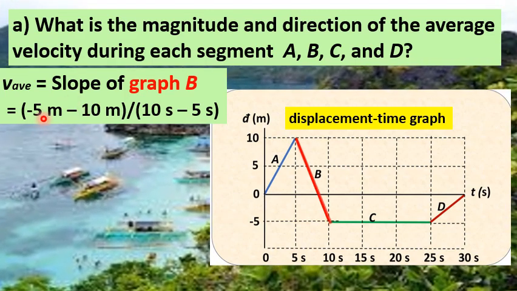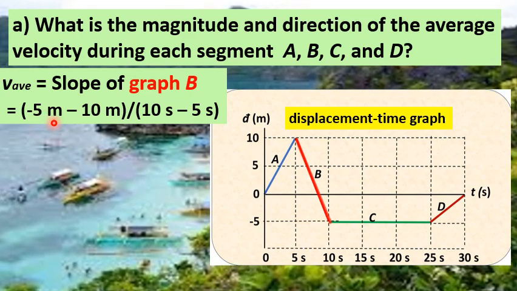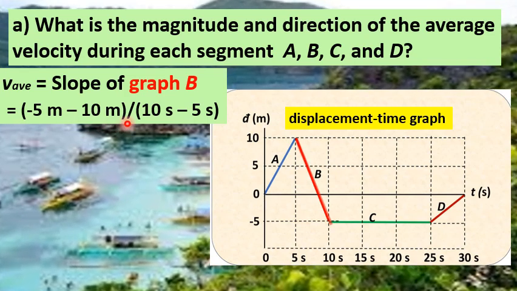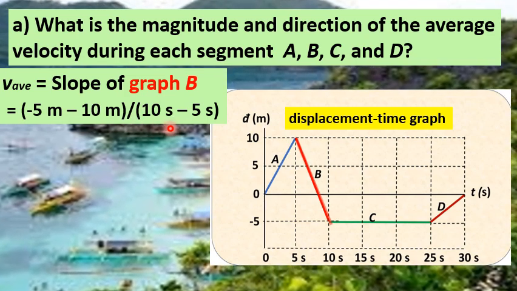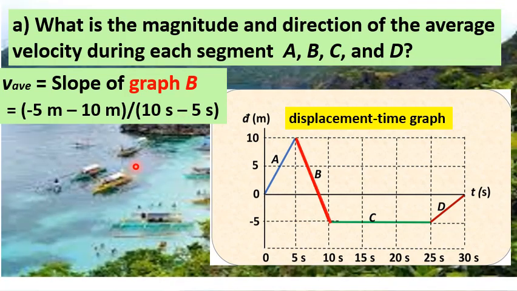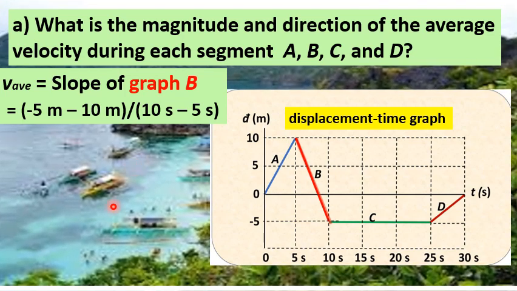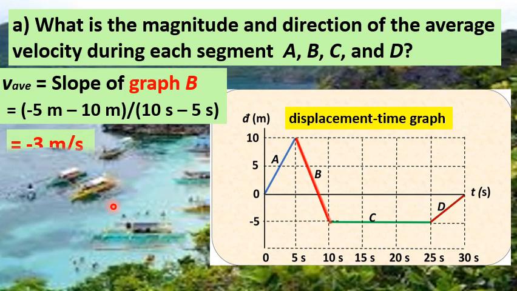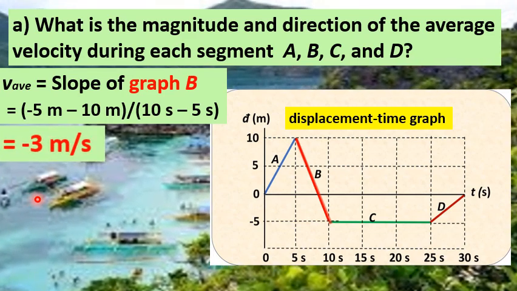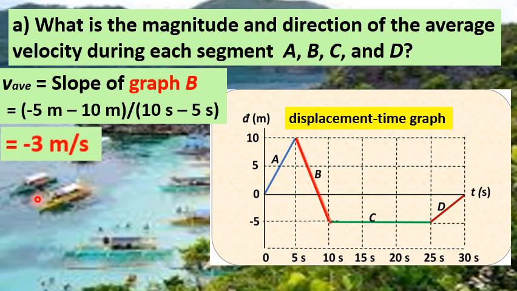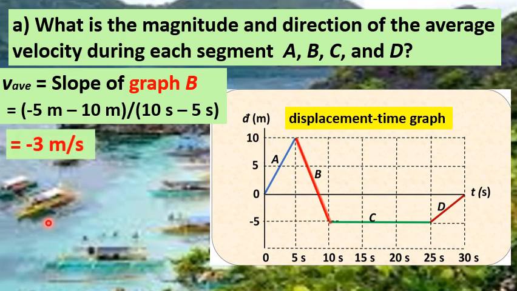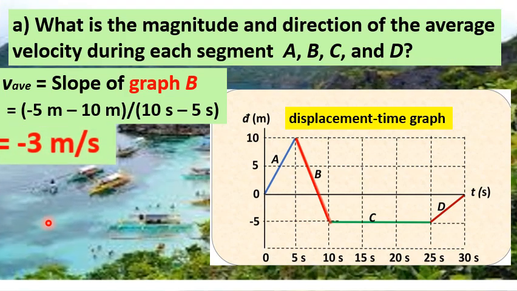So delta d is equal to negative 5 meters minus 10 meters, and this will be divided by the time interval from 5 seconds to 10 seconds, or 10 seconds minus 5 seconds. Doing our math, we will get the average velocity represented by graph line B equal to negative 3 meters per second. It means that the particle is moving at a constant velocity of 3 meters per second in the backward or opposite direction.